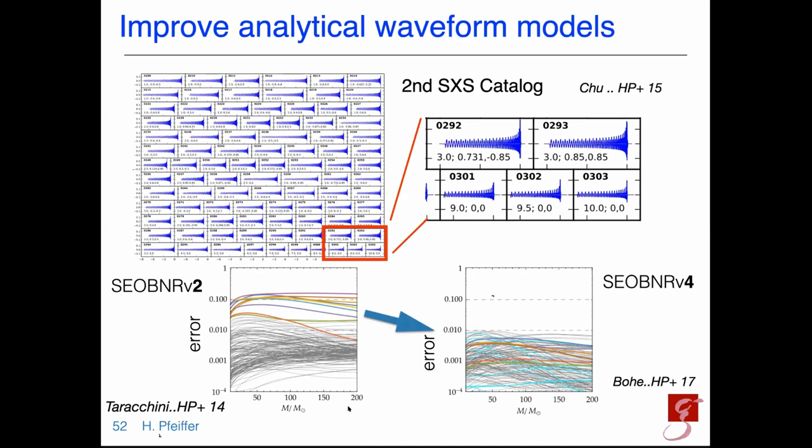For instance, an earlier version of the EOB model got turned into a later version of the EOB model, and the mismatch error went down from about 0.1 for the worst cases to 0.01 for the worst cases, a factor of 10. And it has improved further since. As has the size of the waveform catalogs.